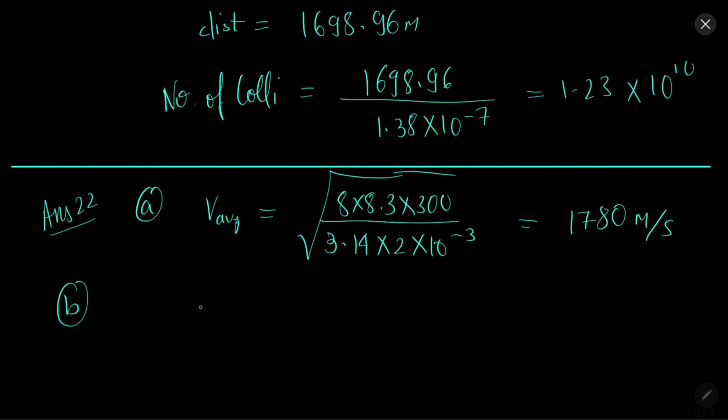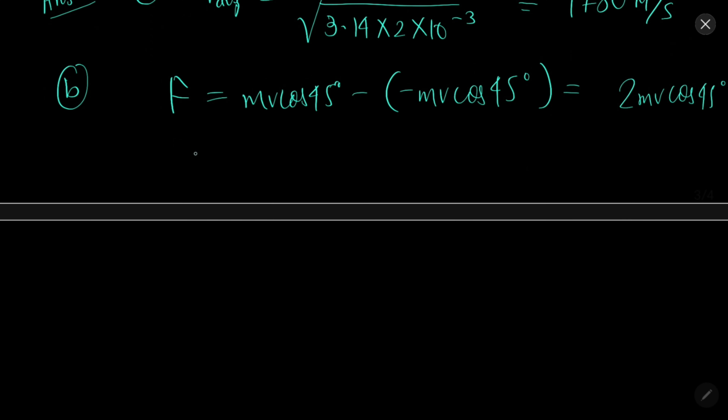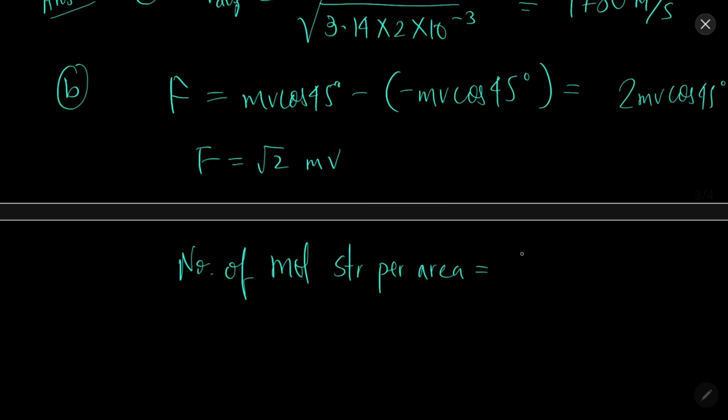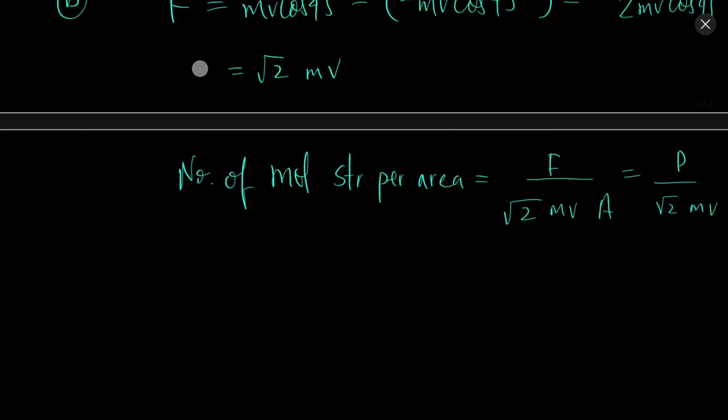And in B part, the force exerted will be mv cos 45 degrees minus minus mv cos 45 degrees. So it will be 2 mv cos 45 degrees. So ultimately force will be root 2 mv. The number of molecules striking per unit area per second will be force over root 2 mv into area, that is pressure over root 2 mv. This is actually momentum.